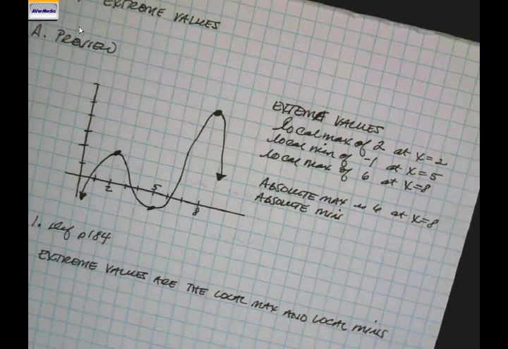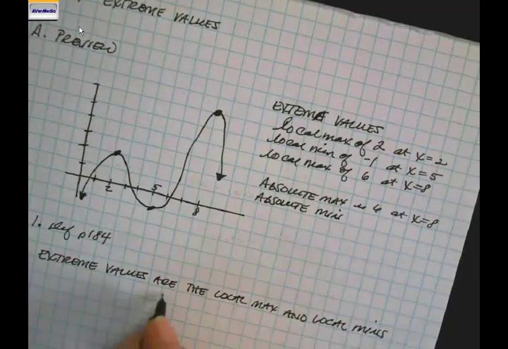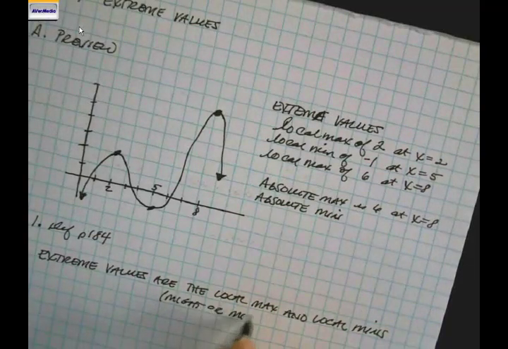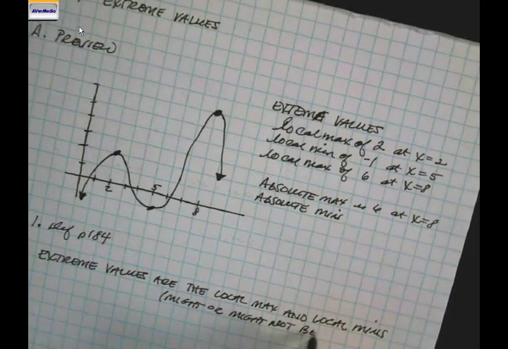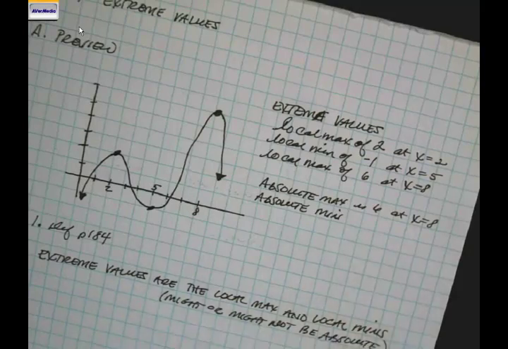No, you can only have one absolute. Only one absolute, if an absolute even exists. So you can put in here, it might or might not be the absolute. It might turn out that one of your locals is an absolute also, and it might not. It just depends on the graph.